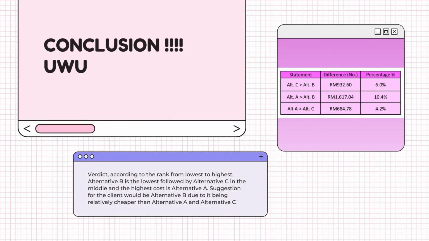In conclusion, according to the rank from lowest to highest, alternative B is the lowest, followed by alternative C in the middle, and the highest cost is alternative A. Suggestions for the client would be alternative B due to it being relatively cheaper than alternative A and alternative C. The table above in the image shows the comparison between A, B, and C's alternatives.